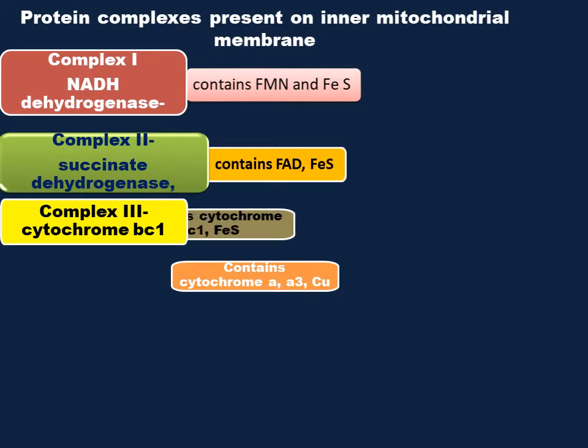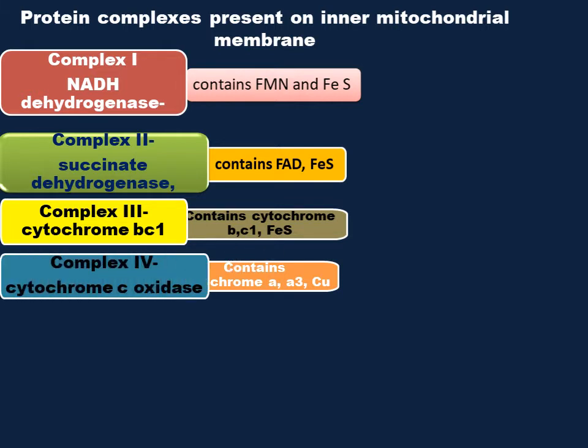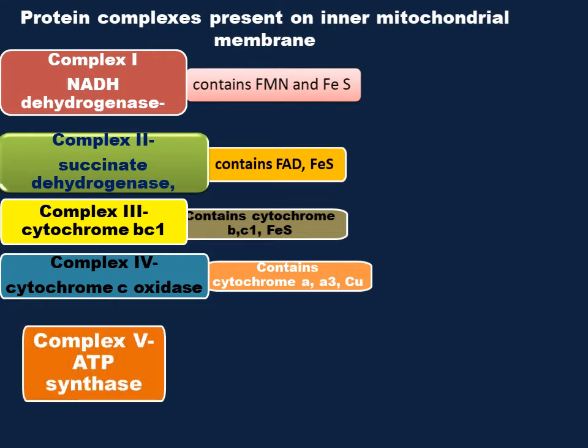Now complex 3 is also called cytochrome BC1. It contains cytochrome B, cytochrome C1 and iron sulfur. Complex 4 is called cytochrome C oxidase and they contain cytochromes A, A3 and copper. Complex 5 is also called ATP synthase.